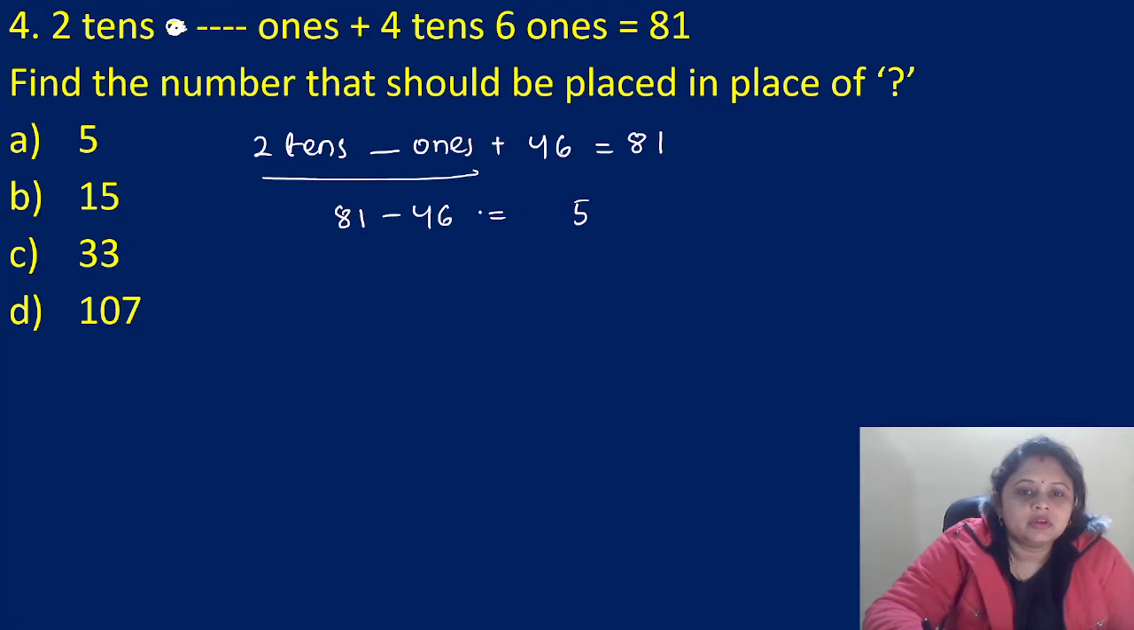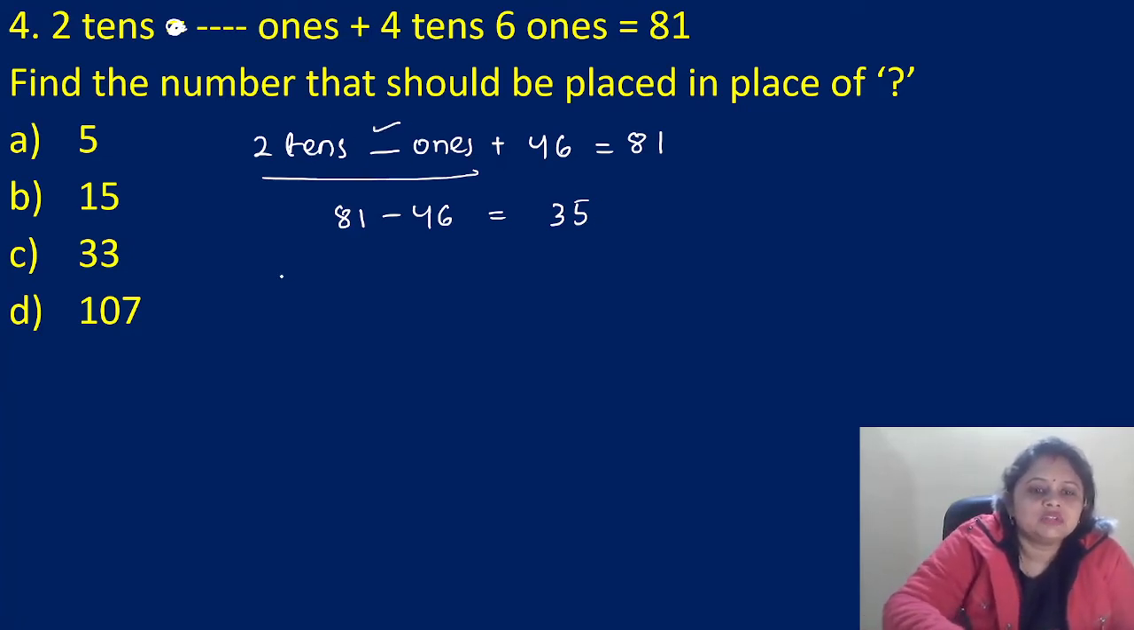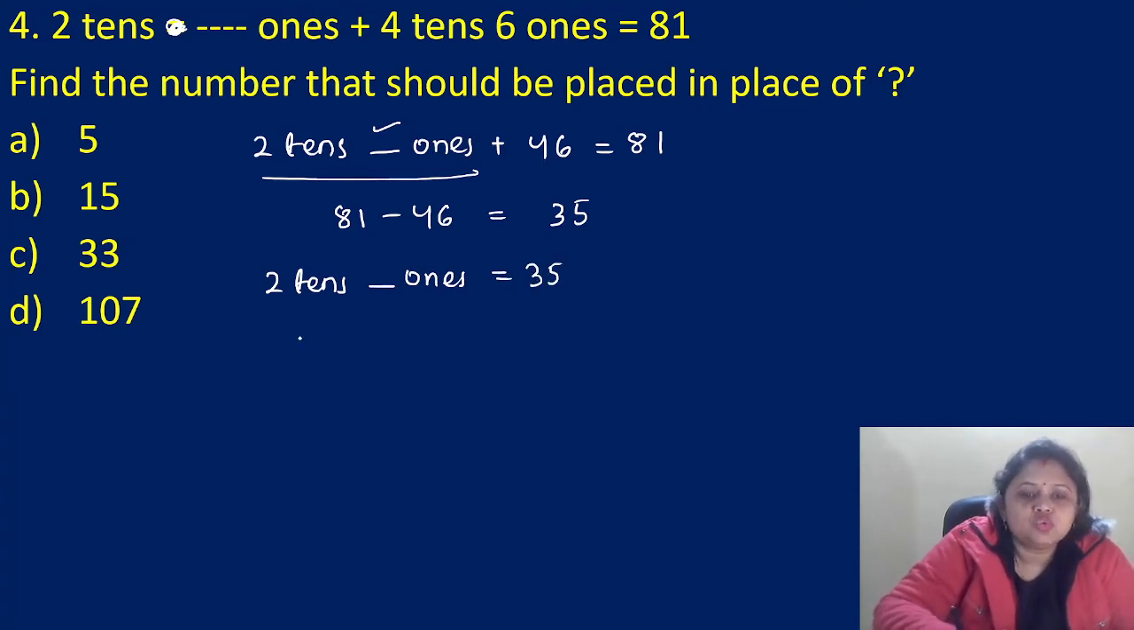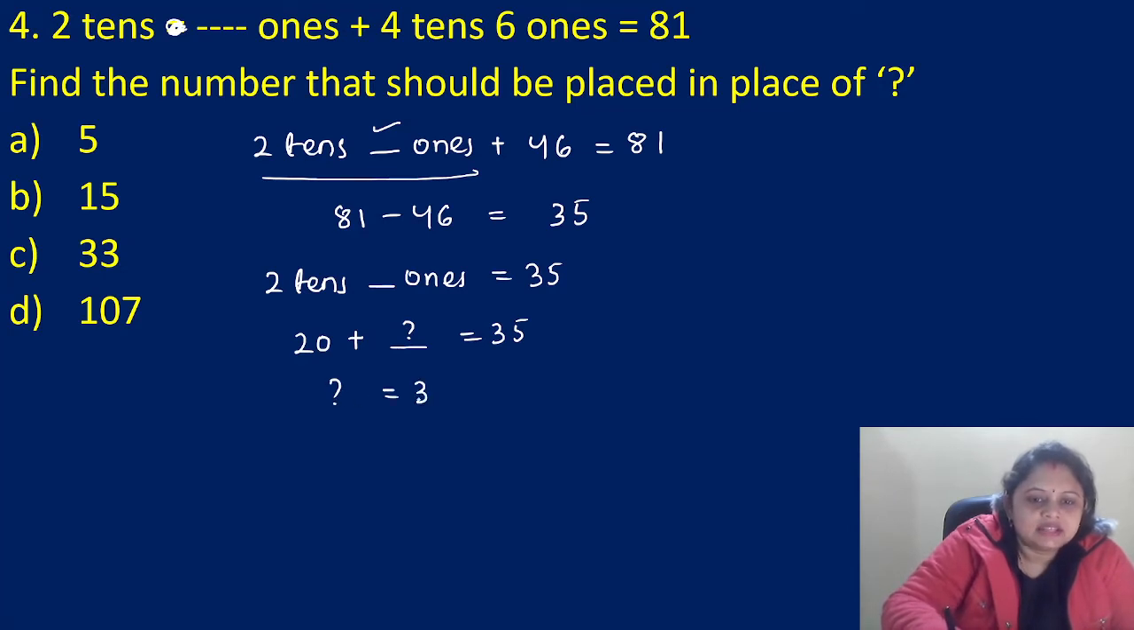That is 35. Okay. So here 35 is there. But here it is written 2 tens dash ones. That means 2 tens and dash ones equal to 35. Okay. 2 tens means 20 plus something equal to 35. So what is this something? What number if we add to 20, then we will get 35? That number is 35 minus 20 equal to 15.